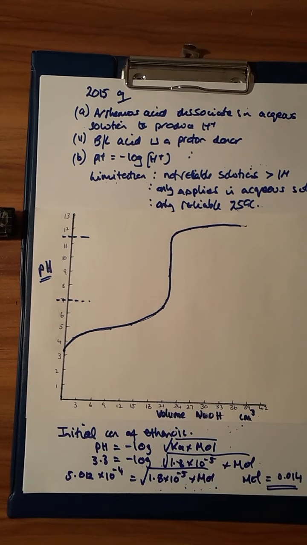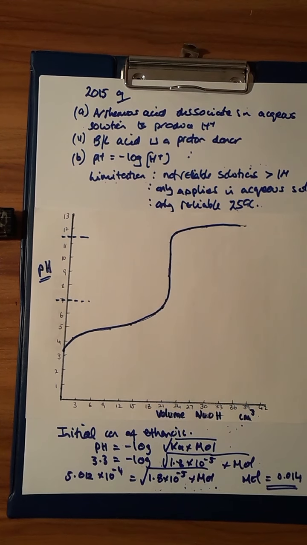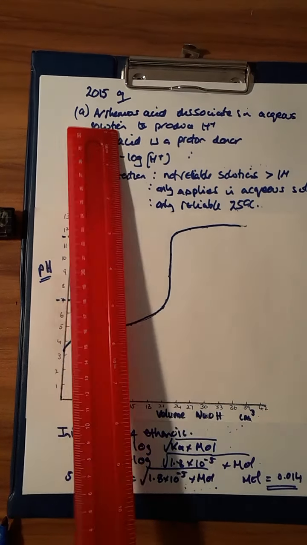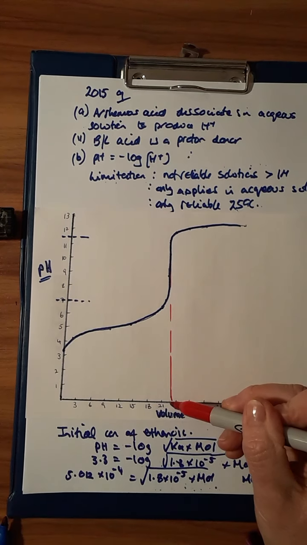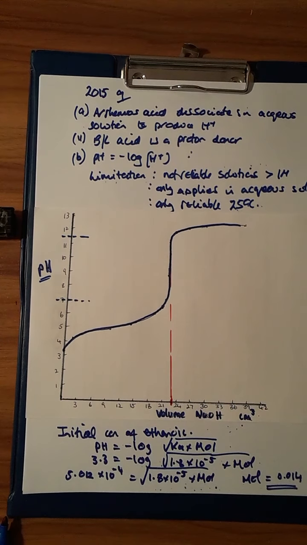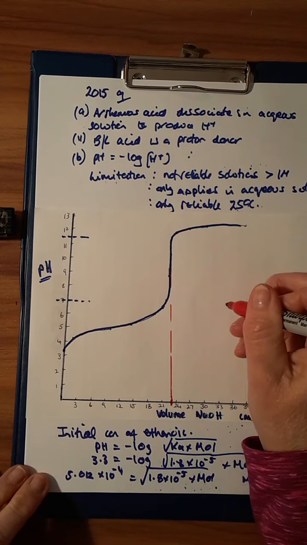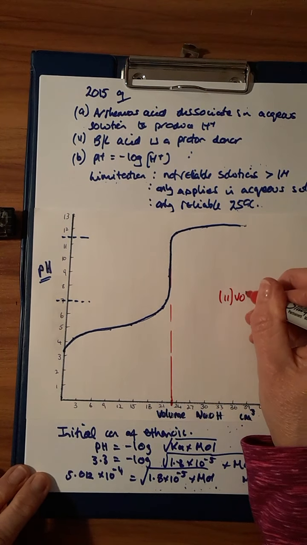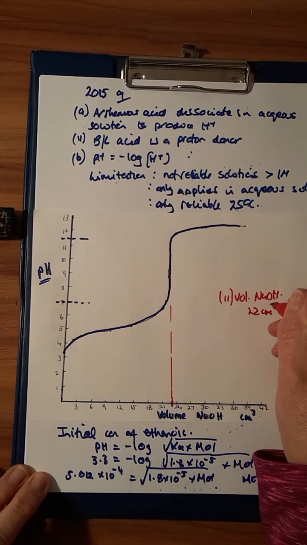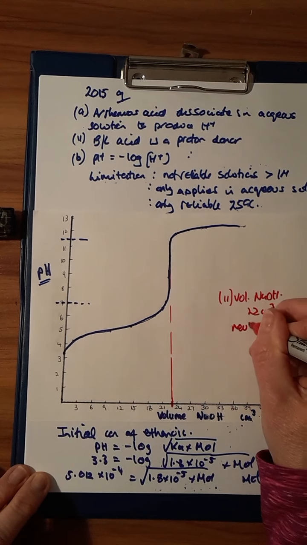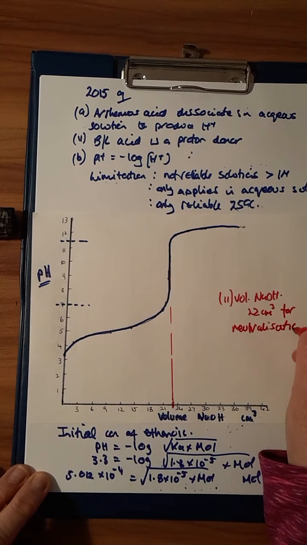Now it says make use of your graph to deduce the volume of sodium hydroxide solution required for neutralization. So I'm going to go back to my graph and look to see where the vertical part is. So here's the vertical part. And I'm going to read off the amount of sodium hydroxide that was needed for neutralization. For the second part of that question, the volume of NaOH, according to me, is about 22 centimetres cubed for neutralization. Okay, and then there's one more part.